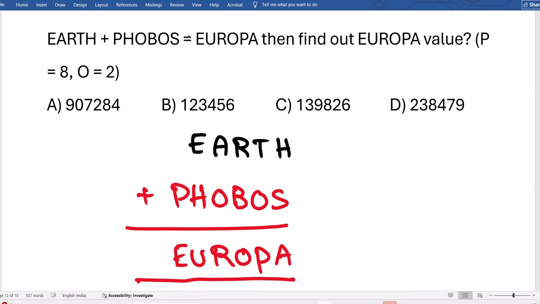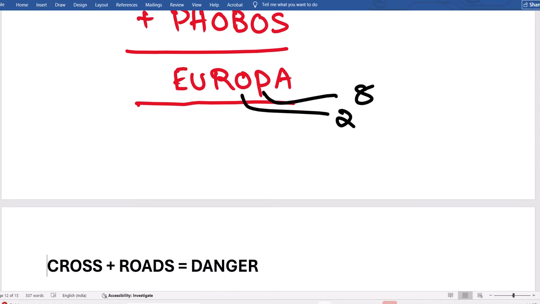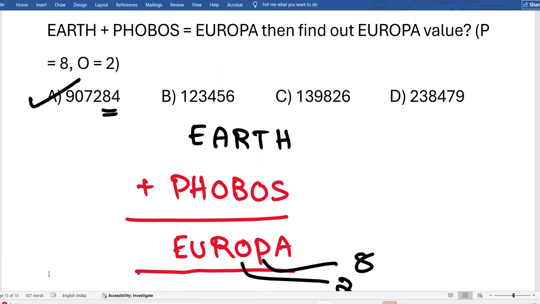20 seconds only, because they gave P value 8. So this must be 8. That's there only in one option, A. They already gave P value 8, right? So why are you doing all this? O value 2 they already gave, so these two must be 2 and 8. Then something should be there. That's there only in option A. See, don't worry about too many things. They already gave options, utilize them.